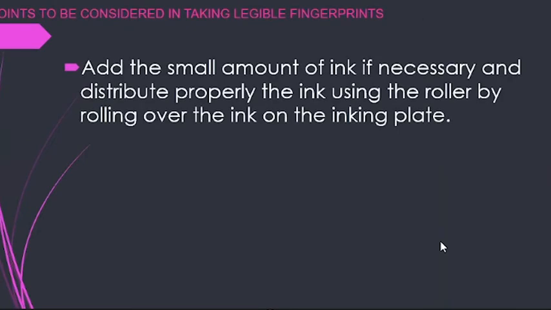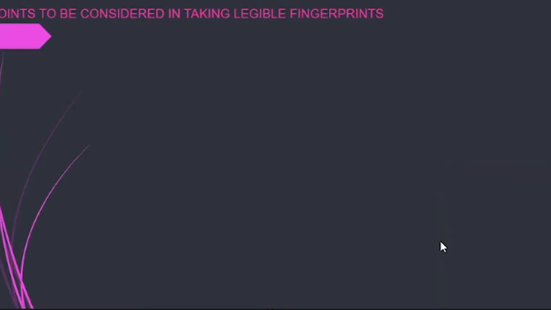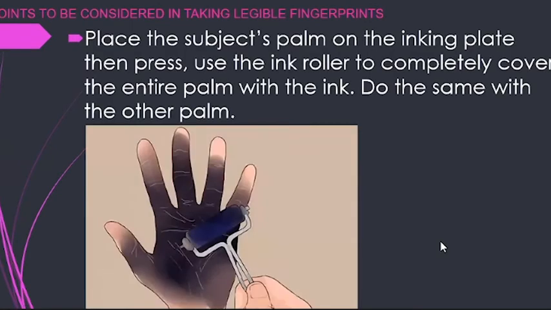Then add a small amount of ink if necessary and distribute it properly using the roller, rolling over the ink or the inking plate. Ganyan. Place the subject's palm on the inking plate, then press. Use the ink roller to completely cover the entire palm with ink. Do the same with the other hand.